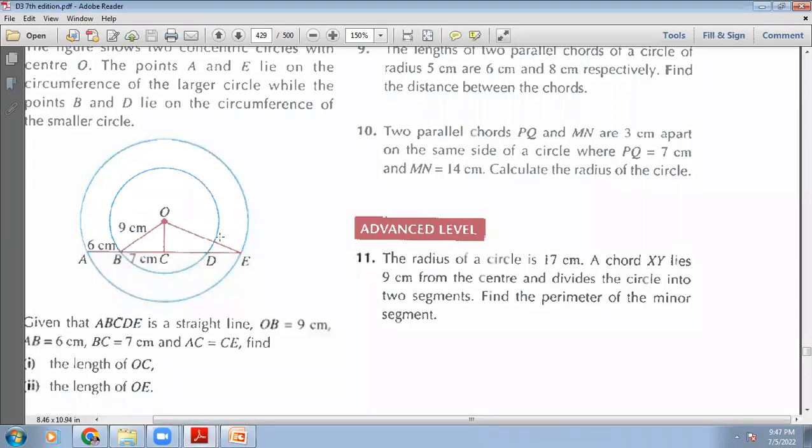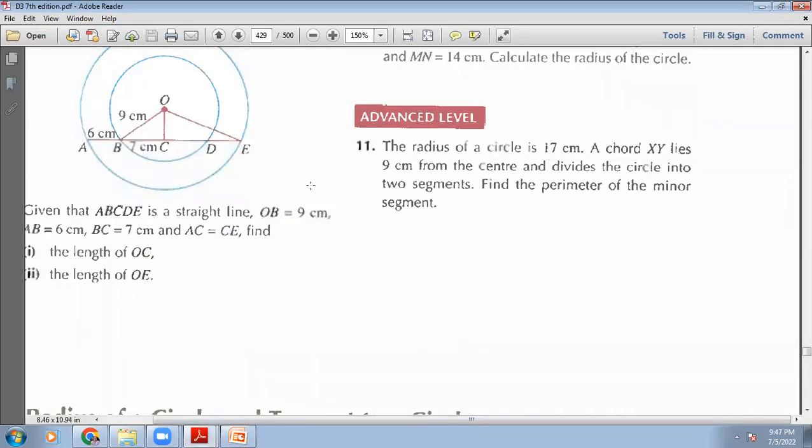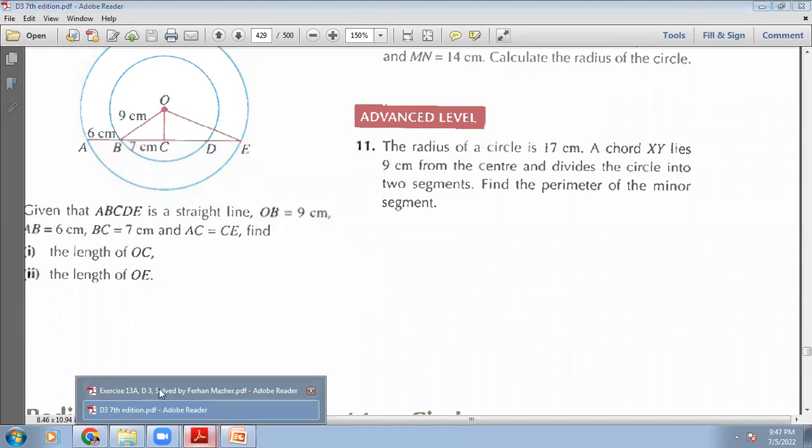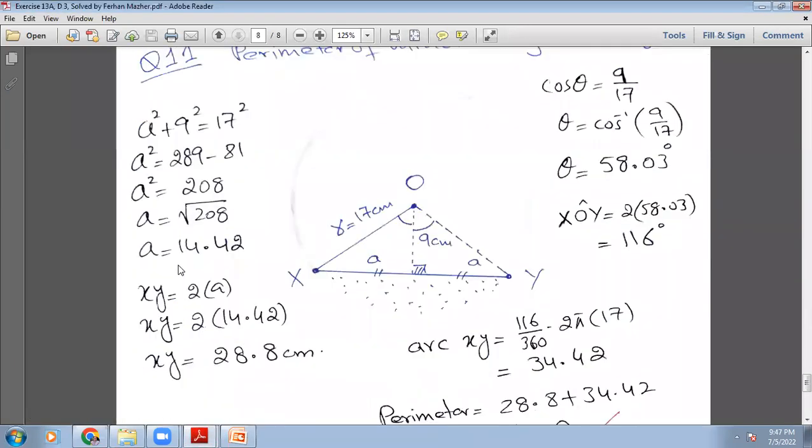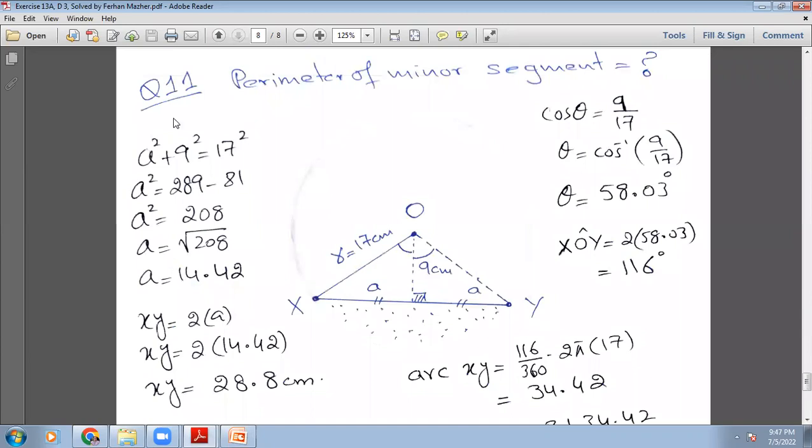The next question coming up on your screen is the last question of this exercise. The radius of a circle is 17 centimeter. A chord XY lies 9 centimeter from the center and divides the circle into two segments. Find the perimeter of the minor segment. So this is the question. So let me show you. We have to find out the perimeter of the minor segment.